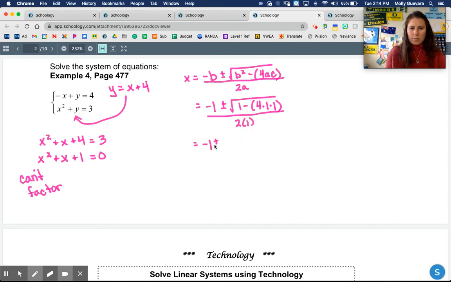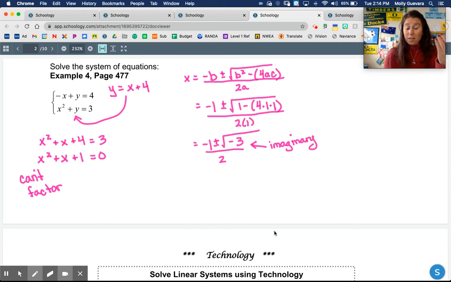So negative 1 plus or minus the square root of 1 minus 4, which is negative 3, over 2. So when I take the square root of negative 3, this is imaginary. But I want to know where it physically crosses. Where do these two graphs physically cross? Since it's imaginary, that means there is no solution. These two graphs do not cross in the real plane, okay?